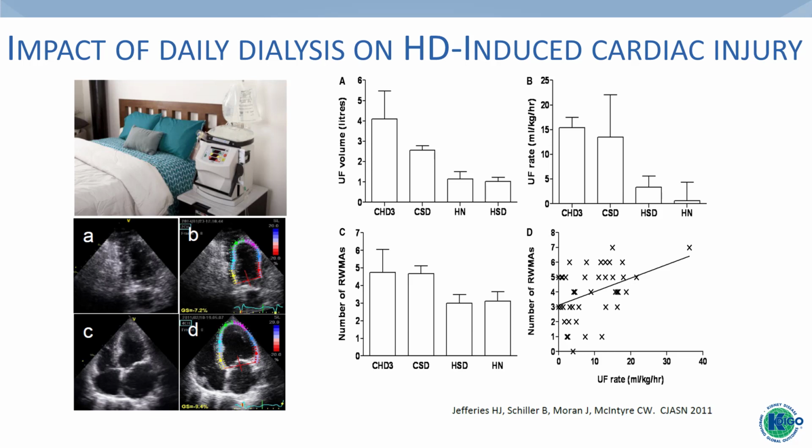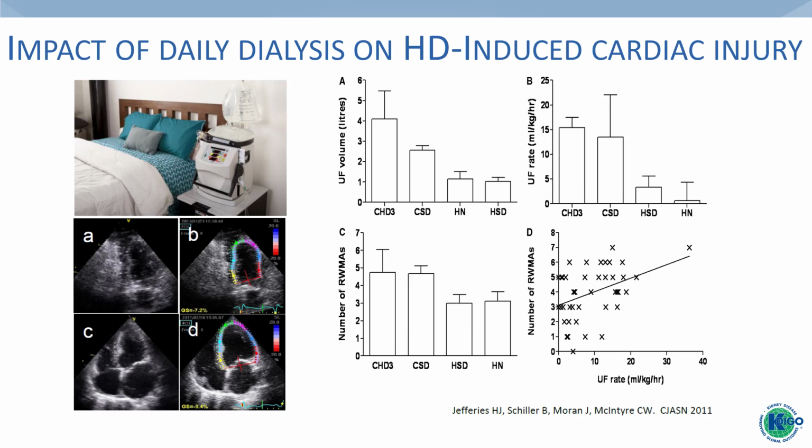So if we look at the issue of daily dialysis or longer overnight nocturnal dialysis, this was a relatively small study looking at conventional three times per week hemodialysis in this first bar. And this is in-centre short dialysis, home nocturnal dialysis, and then short frequent home dialysis. You can see here the ultrafiltration volume is vastly reduced in the home nocturnal and short dialysis modalities. The ultrafiltration rate is also decreased, which is intuitive.